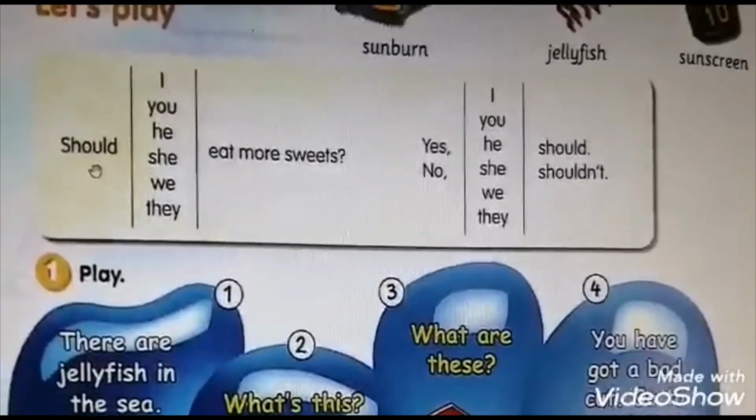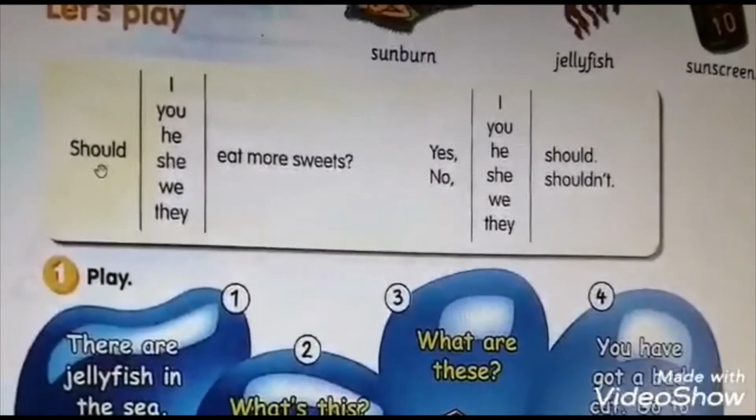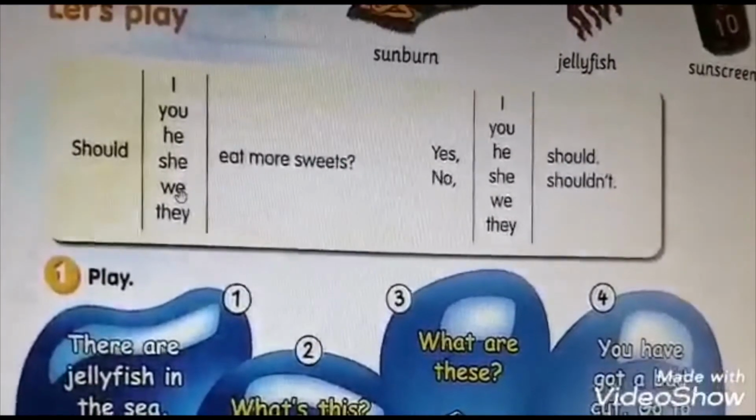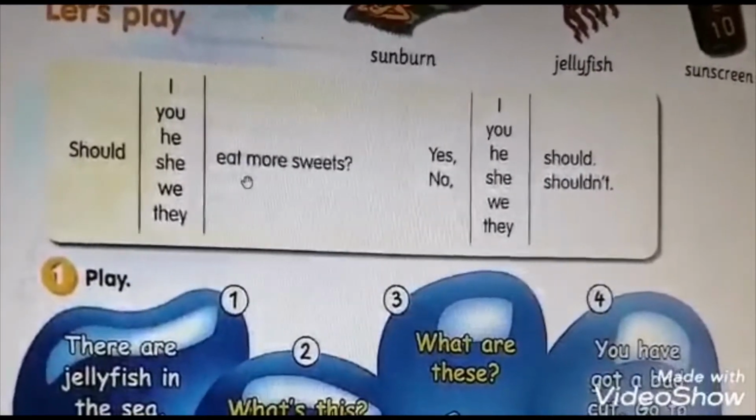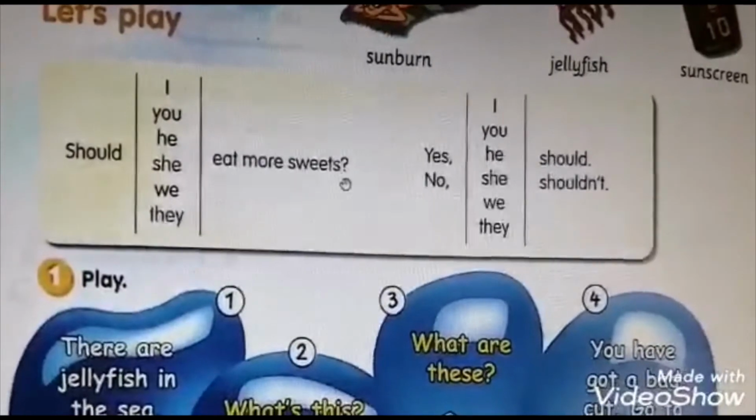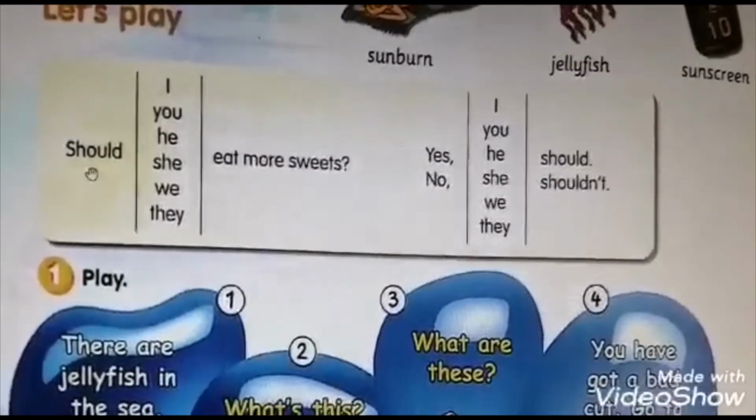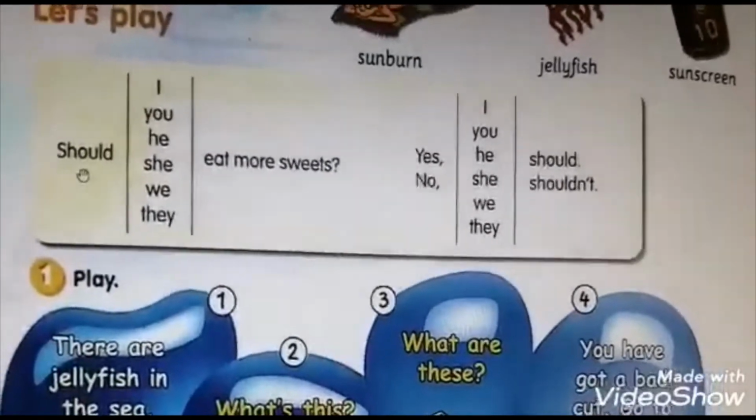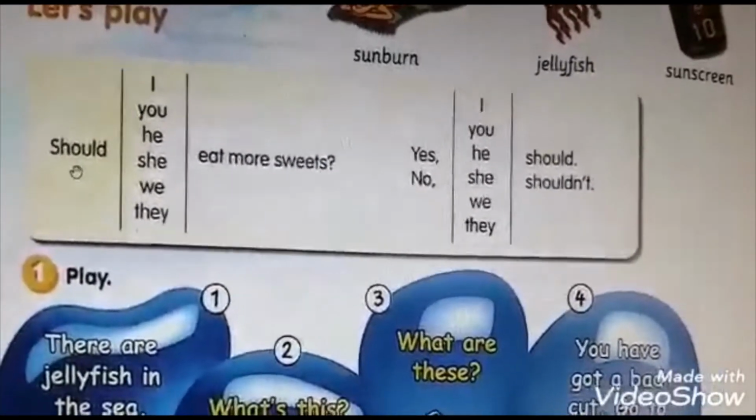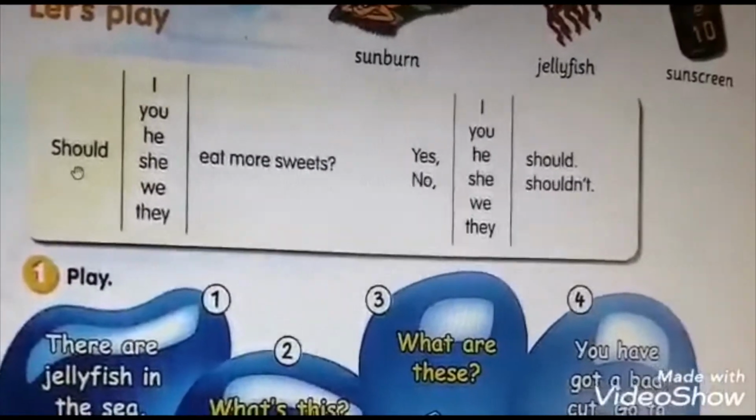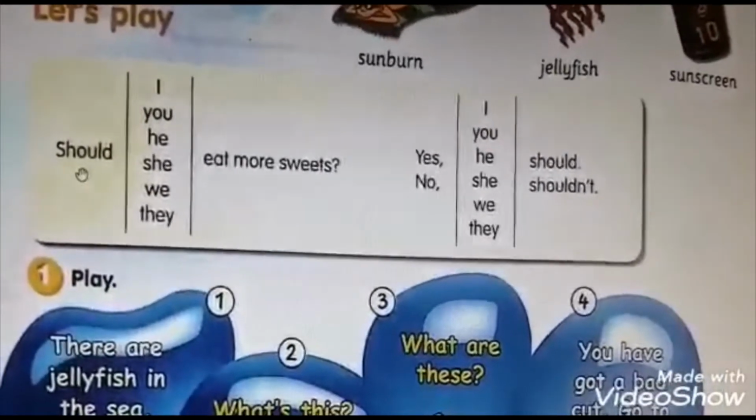As you can see, should is first, then the subject, and then the main verb. After this, there is a question mark. So in today's lesson, we are going to learn how to make the interrogative form using should. Do you remember when we use should?